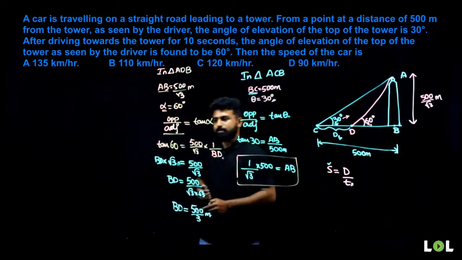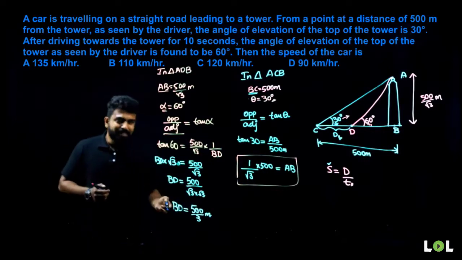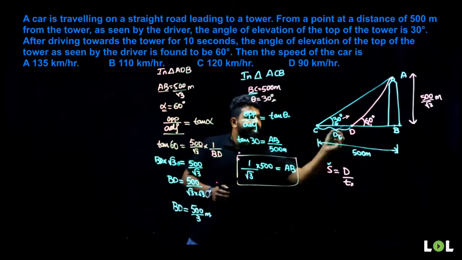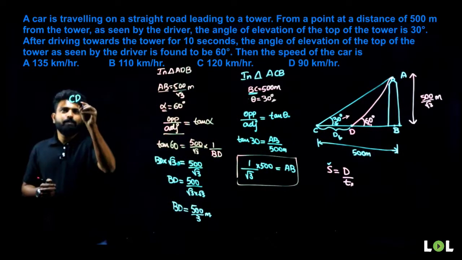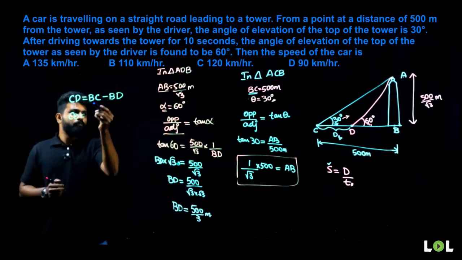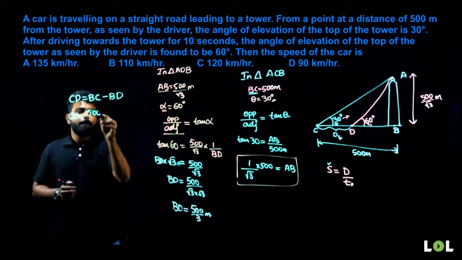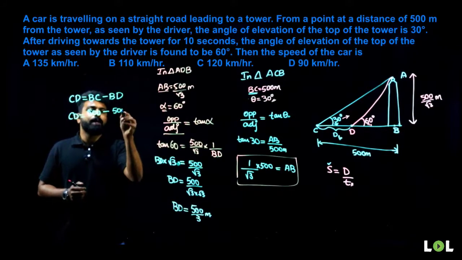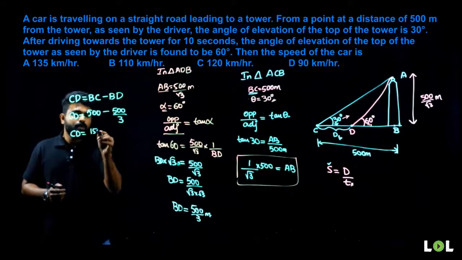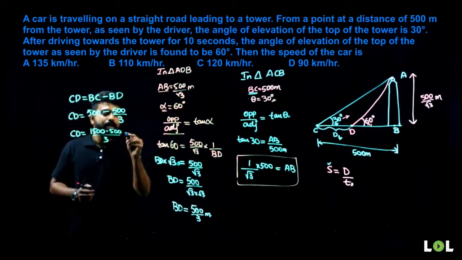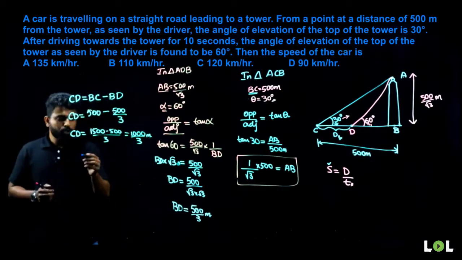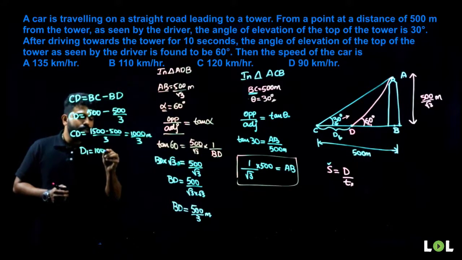First we need to find out the distance d1. What is the distance here? Distance is nothing but CD. So how do we get CD? BC minus BD gives me CD. So CD will be equal to BC minus BD. What is the value of BC? We know that BC is 500 meters, minus BD. What is BD? 500 by 3 meters. So what will be the value of CD? If I take the LCM, it will be 1500 minus 500 by 3. That is nothing but 1000 by 3 meters. And that will be my distance here. So the total distance d1 will be equal to 1000 by 3 meters.